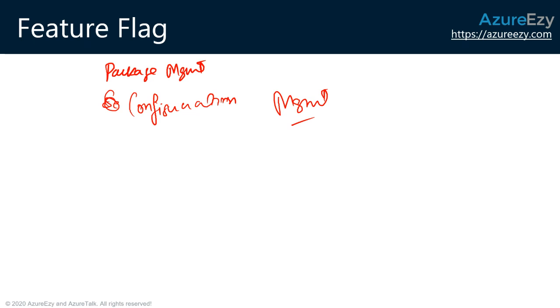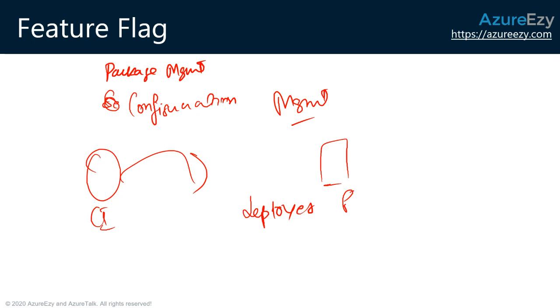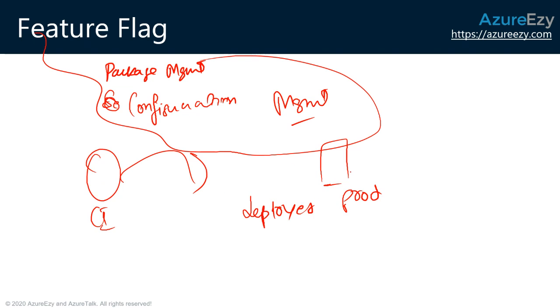Now the next part is, suppose you have built your application, CI had built the application, and your application is deployed on a server, it may be a prod server, after using all these package management and configuration management. Initially, suppose version 1 was there, and it has only A and B features.